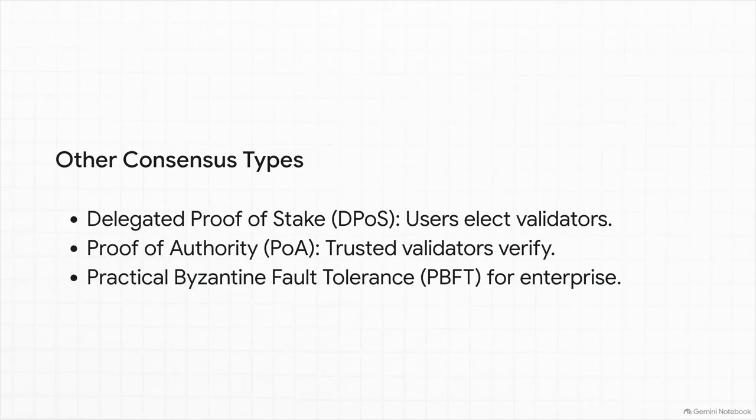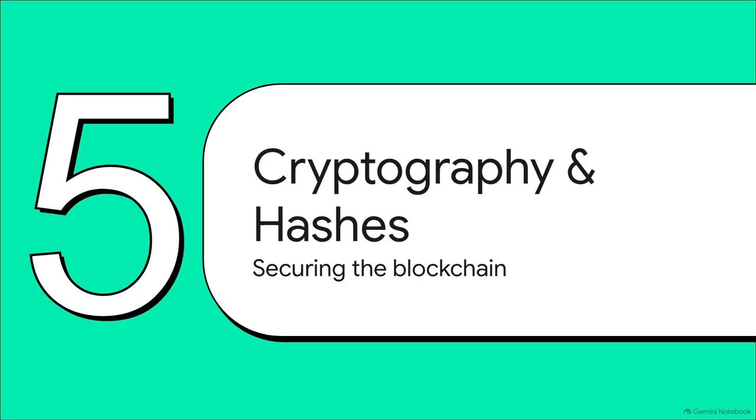It is also worth briefly noting that while proof of work and proof of stake are definitely the most famous, there are other methods out there too. Systems like delegated proof of stake use user voting to elect validators. Proof of authority relies on pre-approved, trusted validators, which you're going to see a lot in heavily regulated industries. And practical Byzantine fault tolerance is frequently used by massive private and enterprise blockchains. The exact method might change, but the core goal is always exactly the same: achieving total agreement without a central leader.